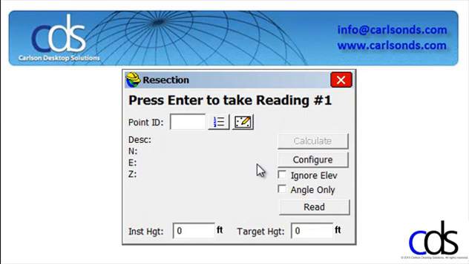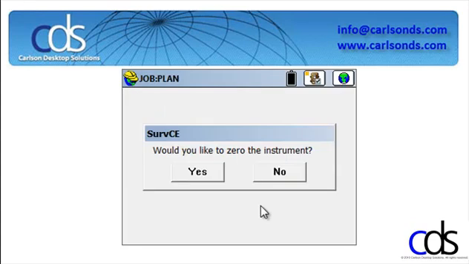The very first thing I want to do is shoot point number one. I would plug in my instrument height and my target height and tell it to read. Now the very first thing it's going to ask me to do is to zero the instrument on the first point. It's not a bad idea to do this since you're not doing another backsight. Go ahead and zero on that first point.